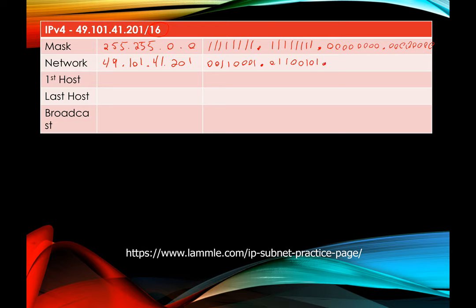Then we have 41, which is going to be very similar to our first one. 0010101. Okay. Then the last one of 201 is 11001001. All right.